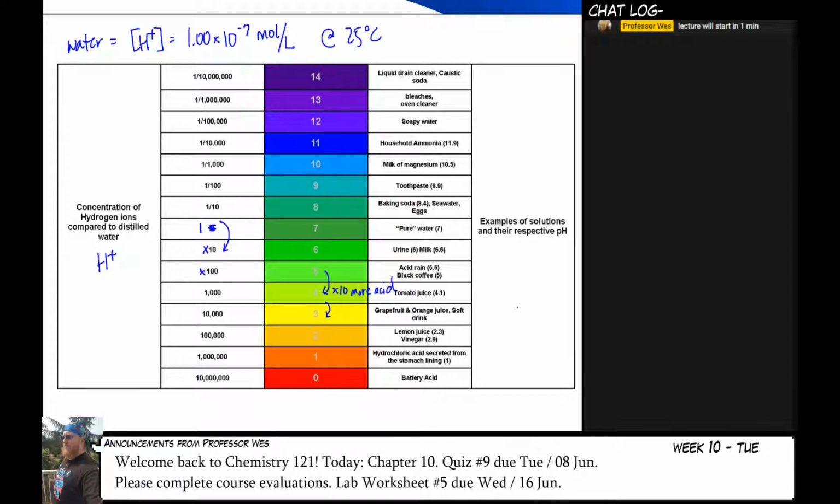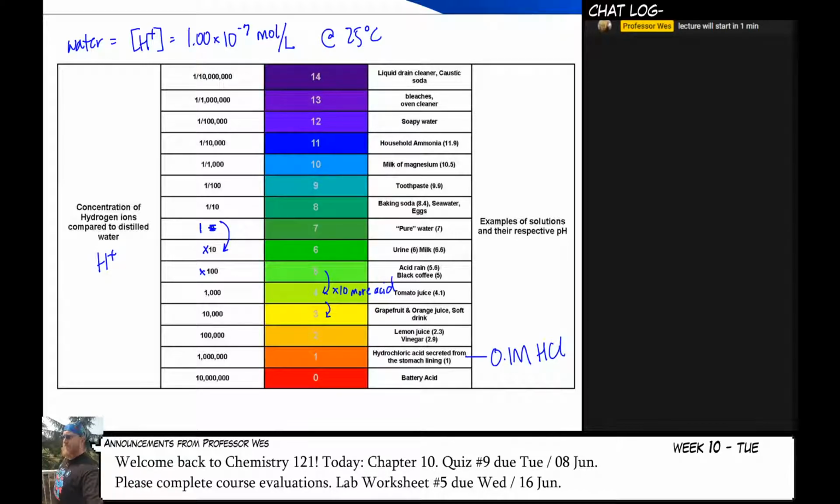So this would be 0.1 molar HCl, which we use in the laboratory. In fact, we use stronger stuff than that. We use stuff that's pH 0 in the laboratory, which is hazardous.